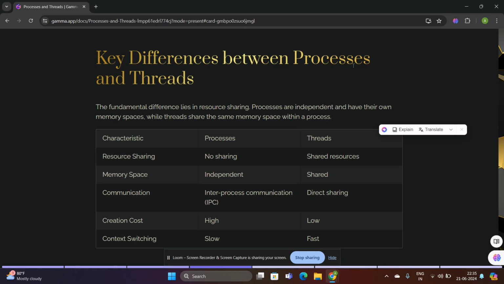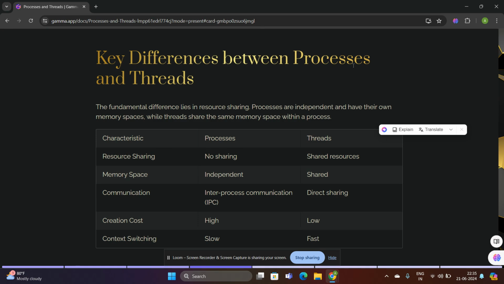But it's not going to happen with threads. In threads, whatever data or resource is present in one thread can be shared with another thread. And memory space: in processes there will be their own independent memory space, but in the concept of threads, the memory space will be shared with each other.